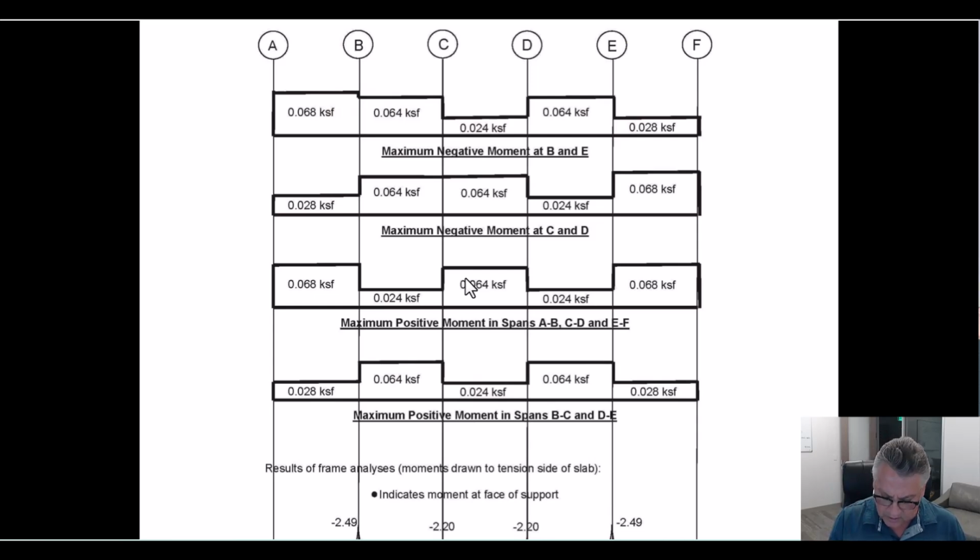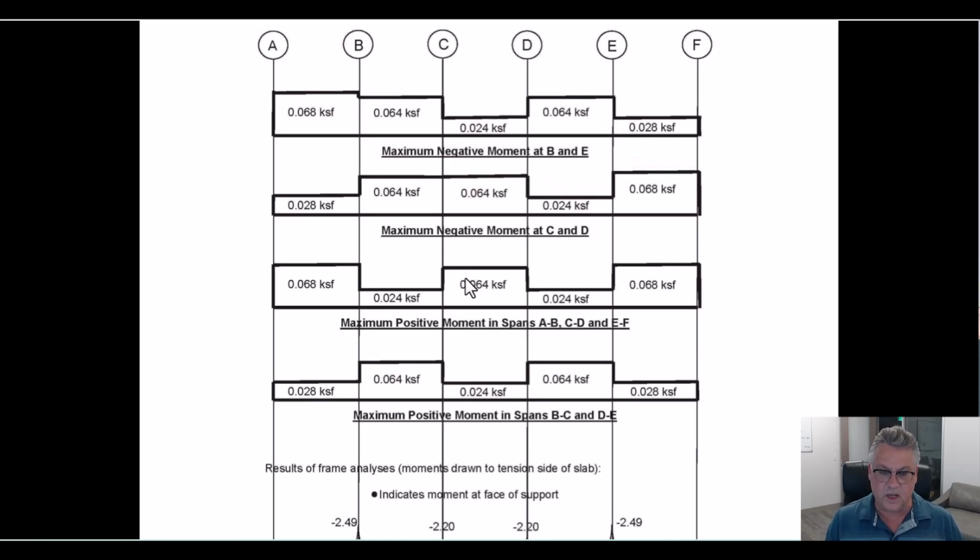So maximum negative moments at C and D. This is set up to give me the maximum negative moment at C. I'm going to have maximum live load on each side of grid C. Then I'm going to take the live load off at the next bay. Then I'm going to put it on at the next bay after that.